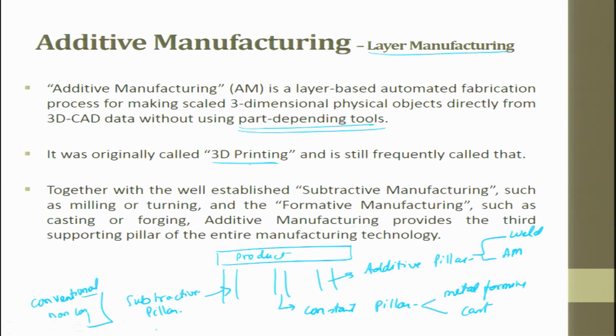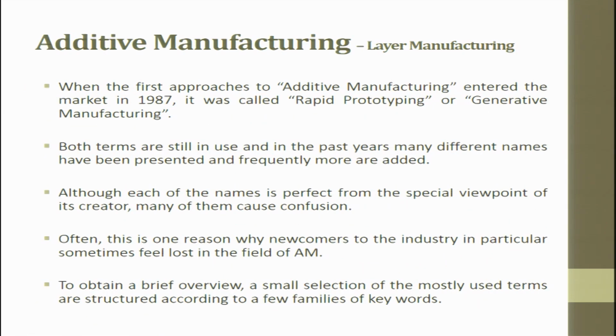3D printing is something which is very much talked about today. When the first approaches to additive manufacturing entered the market in 1987, it was very new. It was called rapid prototyping or generative manufacturing. Generative manufacturing, rapid prototyping, layered prototyping, freeform manufacturing, all these words and terminologies are interchanged. And later you will realize that 3D printing is a word which is different from what we are talking about in rapid prototyping.